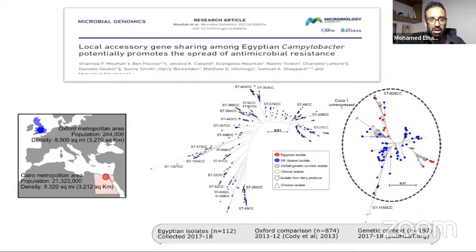So this is our paper that was also published this year, in 2022. It was in collaboration with our collaborators at the University of Bath in the UK. And this is something that we name phylogeography. Phylogeography asks whether there are any genomic differences between the Campylobacter which we isolated from Egypt, as compared to Campylobacter isolated in the UK or maybe in the US.